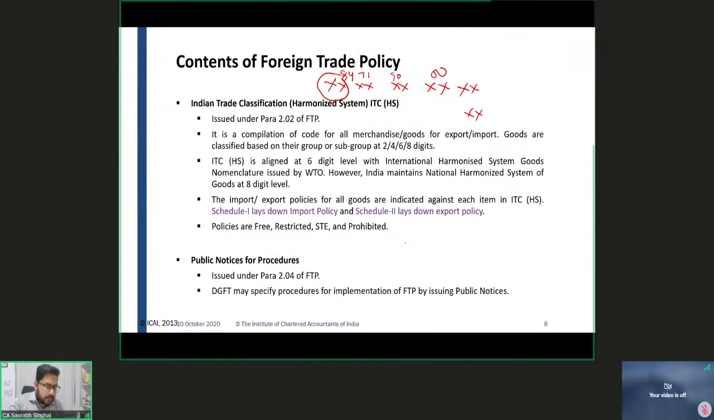Now, foreign trade policy uses three or four types of documents to provide for certain clarifications, notifications, amendments, and similar things. First type of document is public notices. They call it public notices. These public notices are to set out certain procedures. These are issued as per para 2.04 of the foreign trade policy.